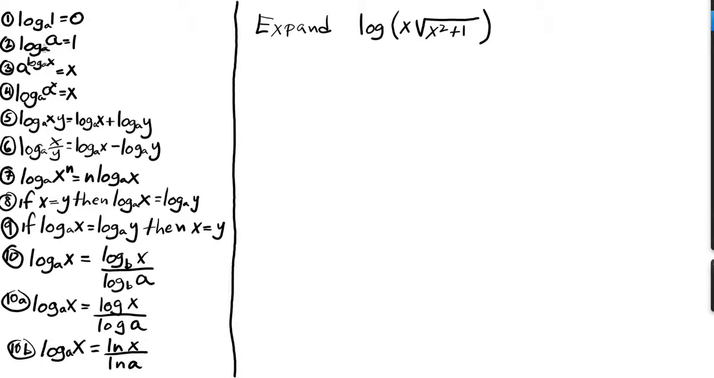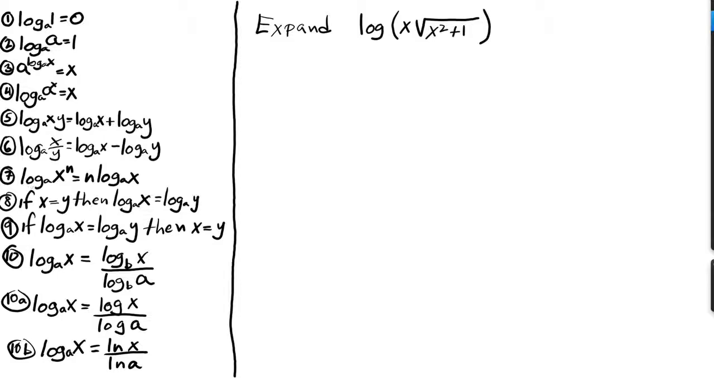Log base A of A is 1. A raised to the power log base A of x is x. Log base A of A to the power x is also x. Those are the two inverse properties. The log to any base of the product of two things is the sum of the logs of those two things. The log of the quotient is the difference of the logs.